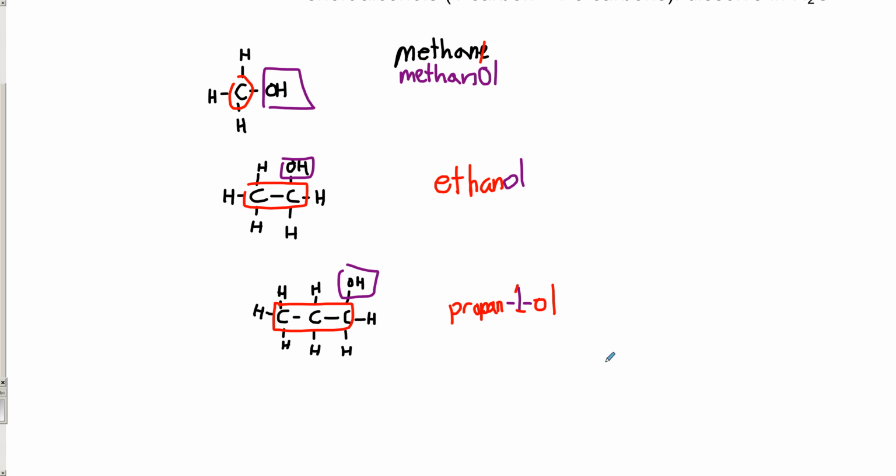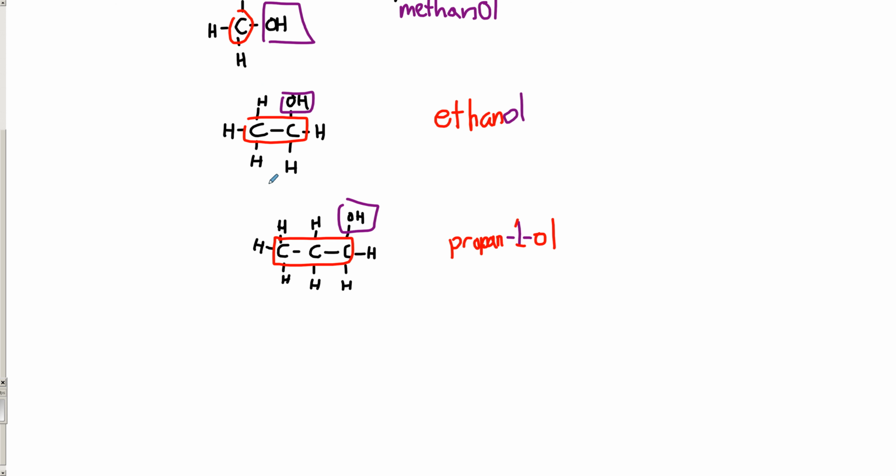You might be wondering, hey Lorenz, why didn't you do ethan-1-ol for this guy? Well, the simple matter is, if I were to move this OH group over to the other carbon, that would become carbon number 1. Because we prioritize getting the OH to the lowest number that you could get it. So propan-1-ol, can we make propan-2-ol? You bet we can.